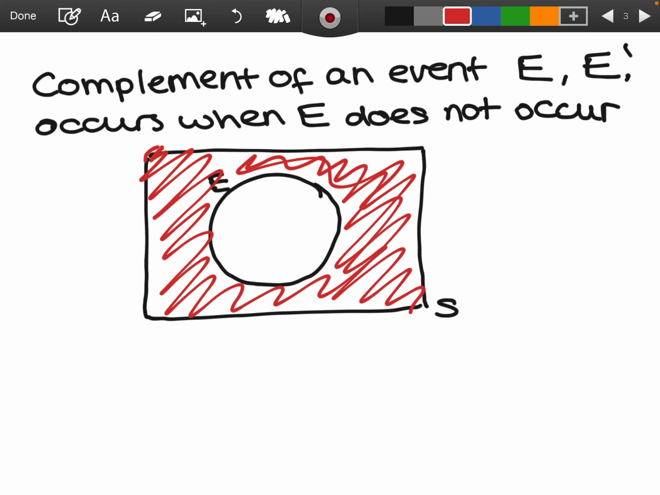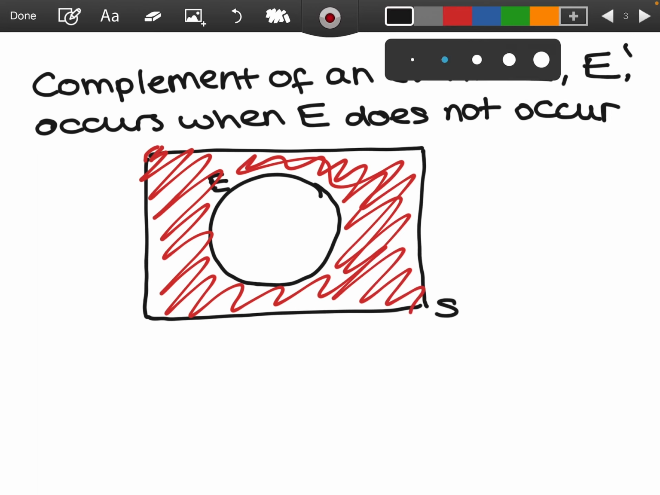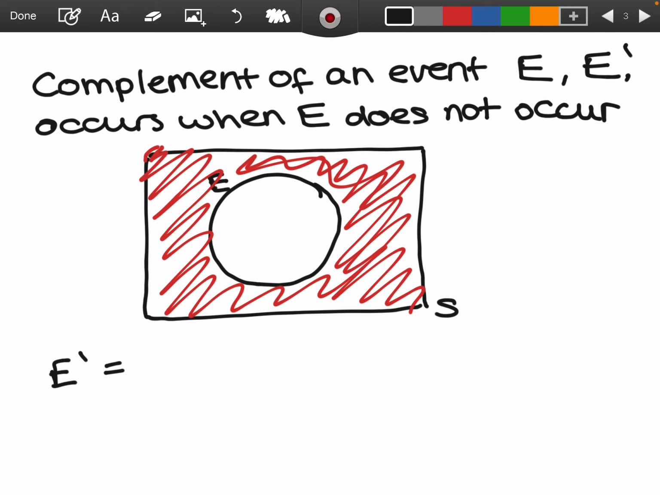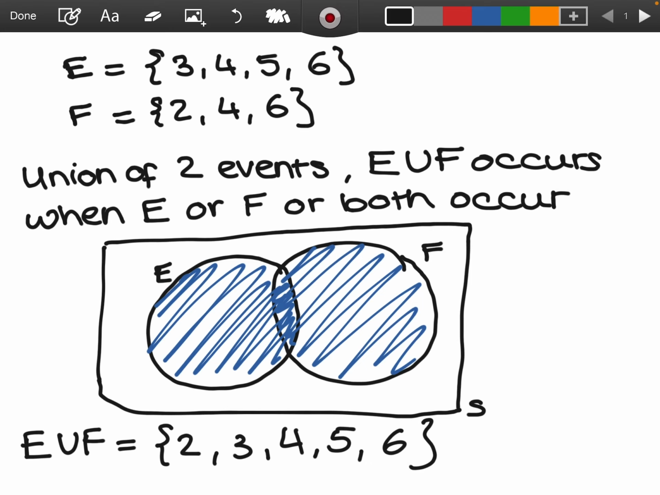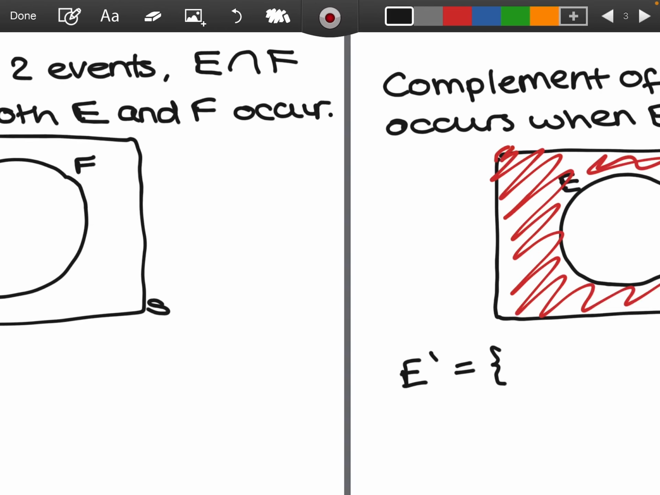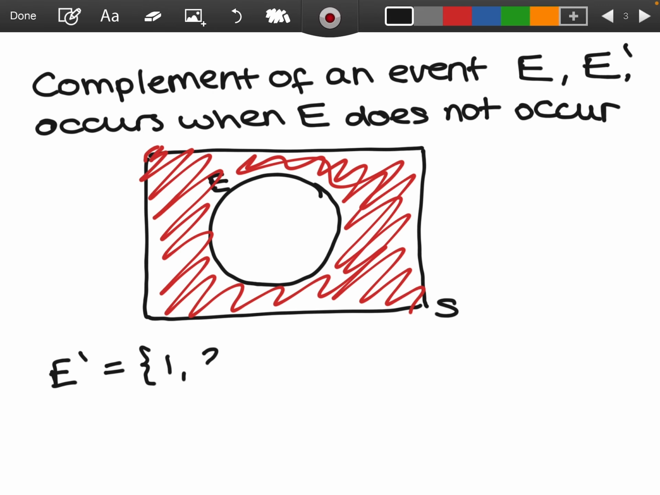Okay. So going back to our example, the complement of E here, we said that E was rolling a number 3 or greater. So that would mean that the complement of E in our case would be everything in the sample space that does not fall in E, which would be 1 and 2.